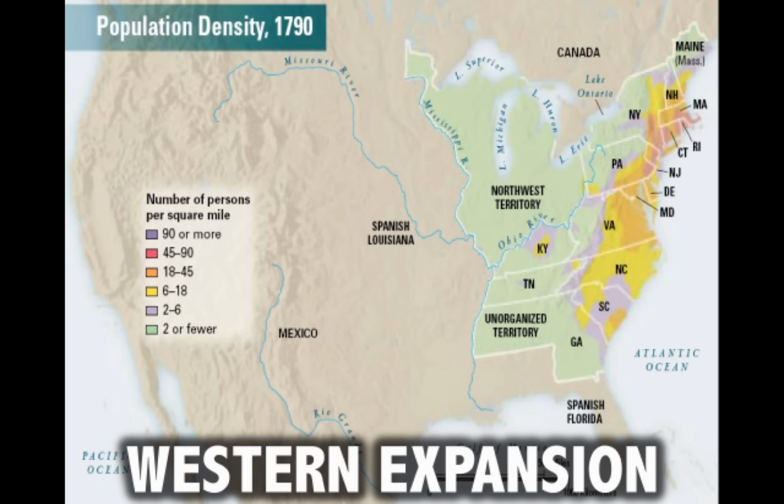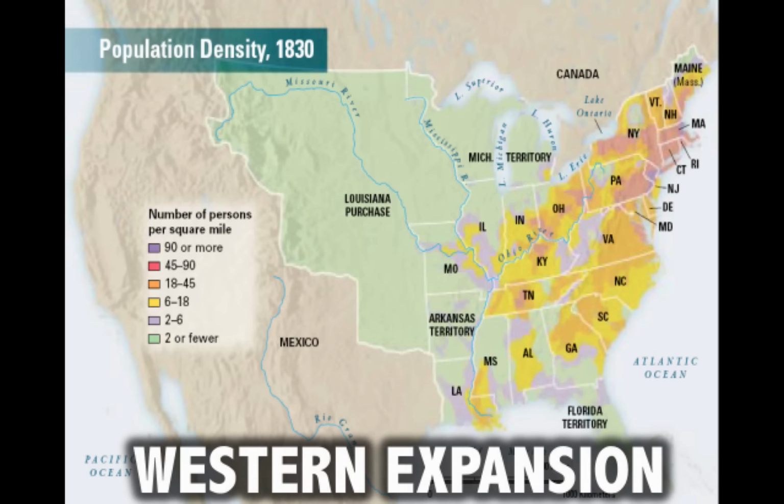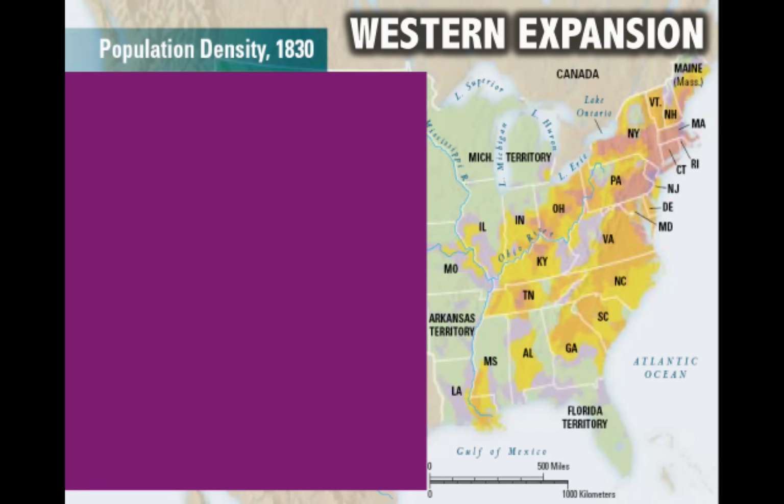If you look at a map of America in 1790, the population density was hugging along the Atlantic seaboard. And you see this change because by 1830, the population is moving west. You still have population centers like Boston and Philadelphia, but people are moving west with increasing frequency. And there's a lot of different reasons for it.